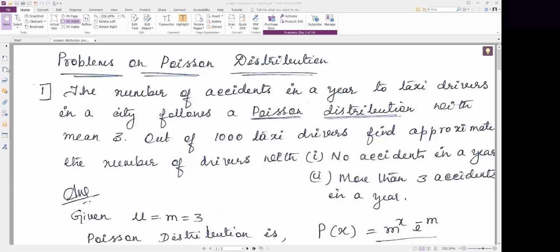Good afternoon, students. Today we are solving the problems on Poisson distribution.